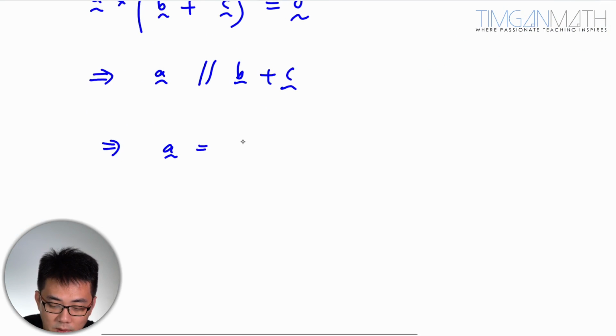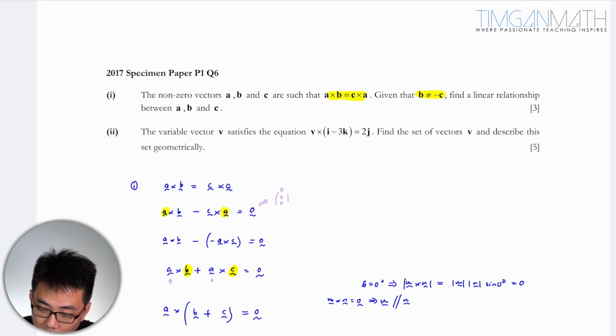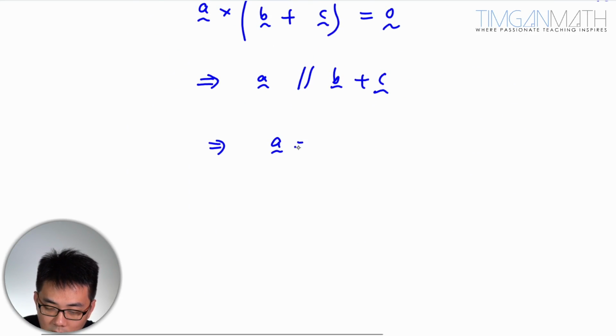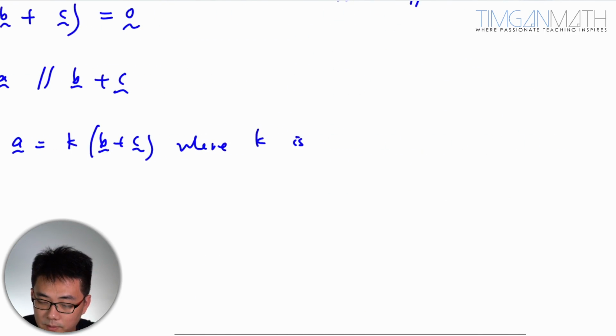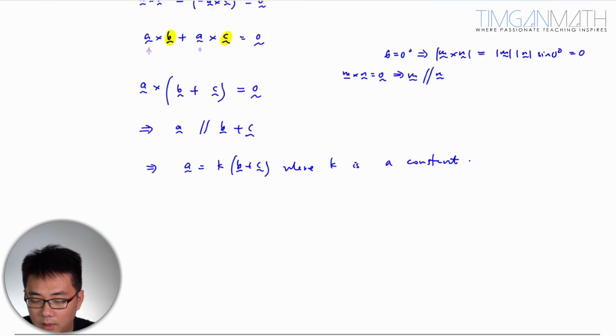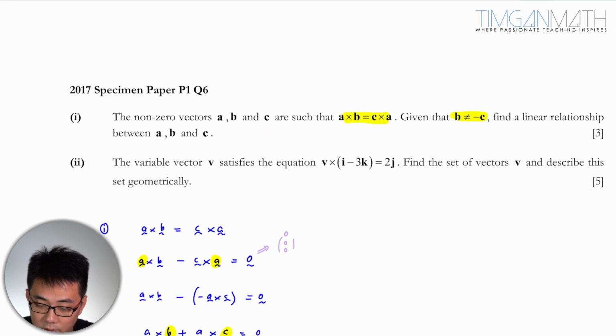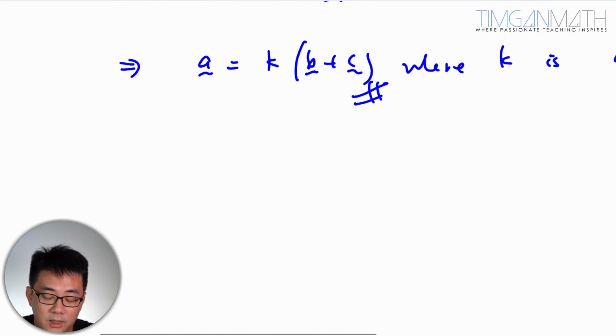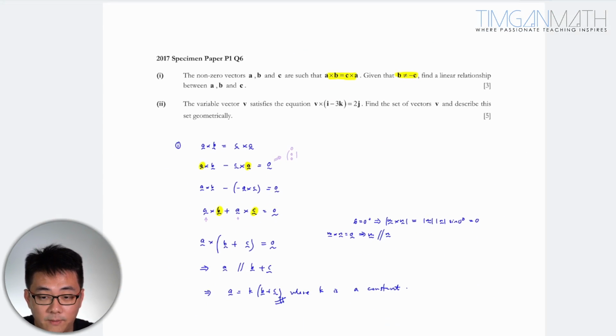A equals to K, because we need B, right? So what do they need? They need a linear relationship. Okay, so A is equal to K times B plus C, where K is a constant. Okay, yeah, that's about it. This is a linear relationship. You can just write it as such, or you can put the K on the other side, then it looks nicer, but this is fine.